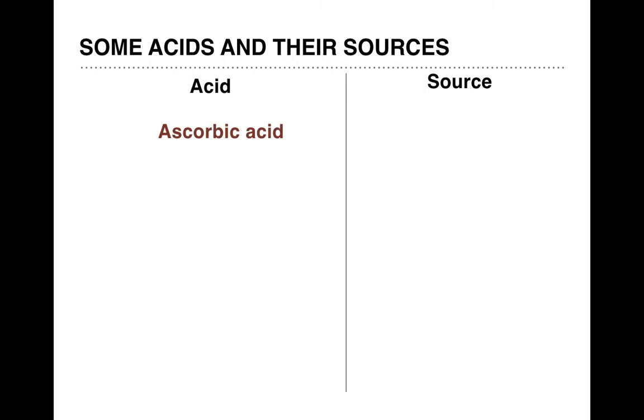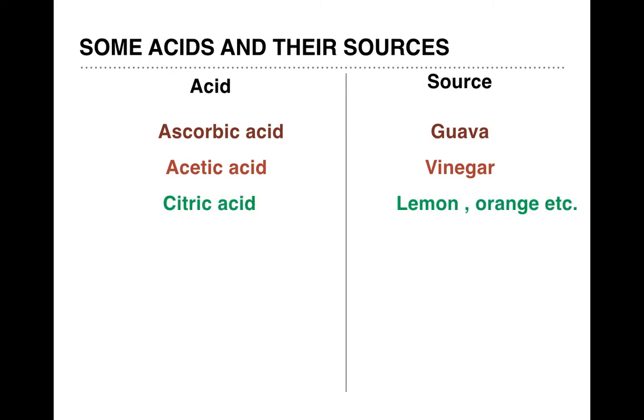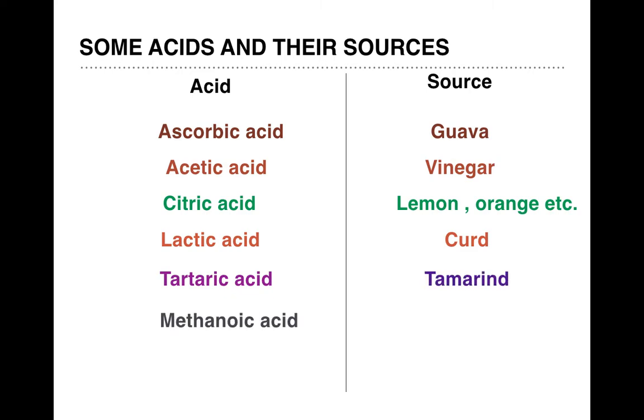So ascorbic acid, can you tell me the source? Guava. Acetic acid, can you tell me the source? Vinegar, right? Citric acid, lemon, orange, etc. Lactic acid, curd, dahi, we should know. Tartaric acid, tamarind, and methanoic acid, ant sting, etc. So these are the examples of acids and their sources.